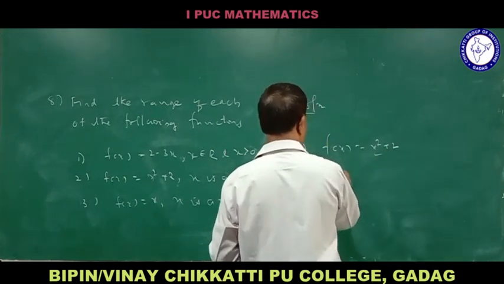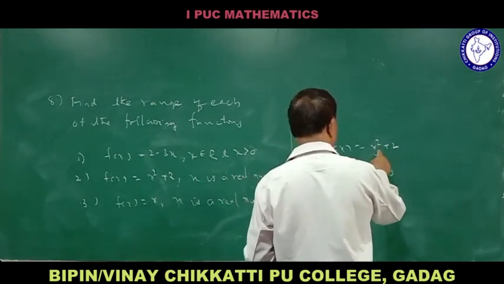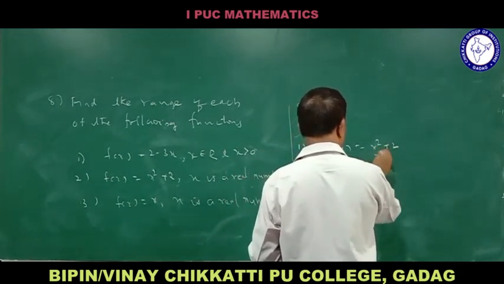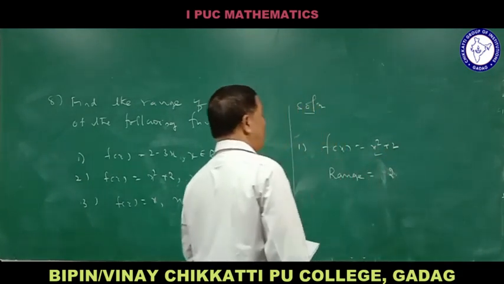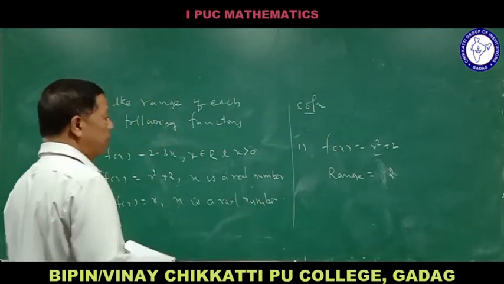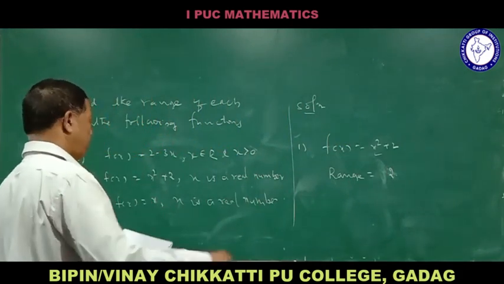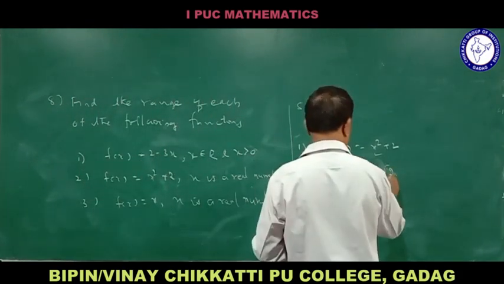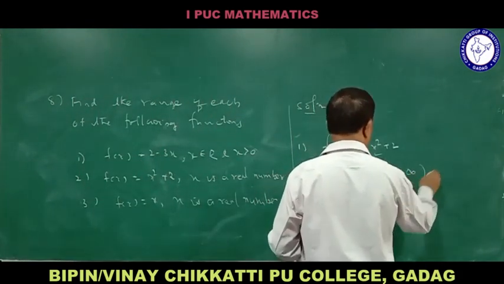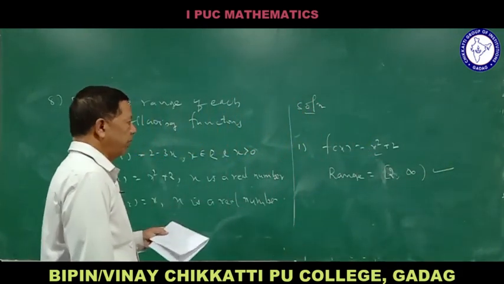So what is our range? When x is equal to 0, f of x is 2. Then next you will continue like that, and ultimately the last one is plus infinity. So from 2 onward, any value you can see, and infinity is open. Infinity can never be taken as closed.